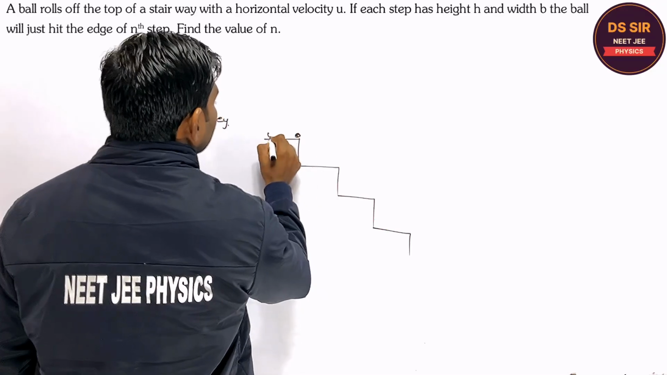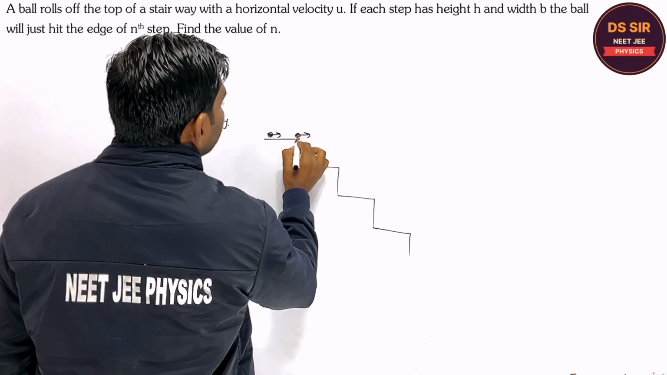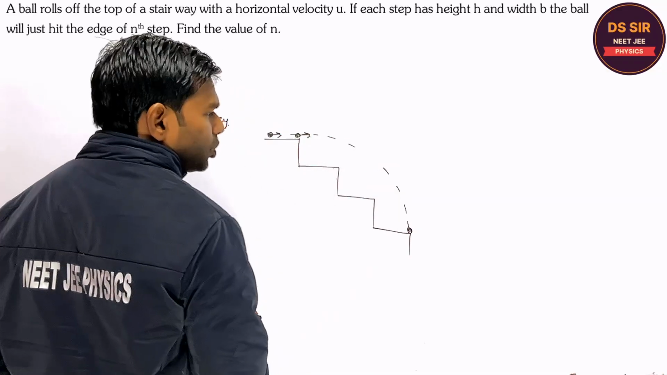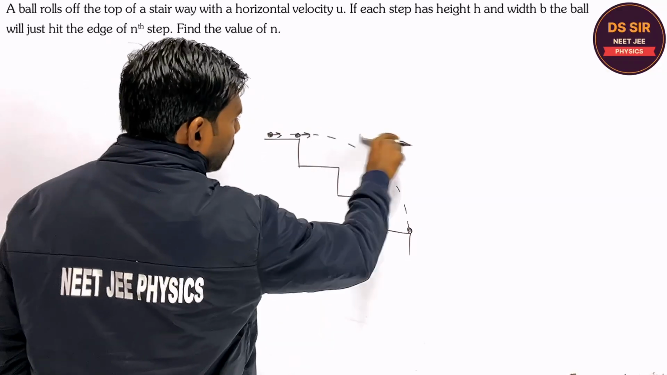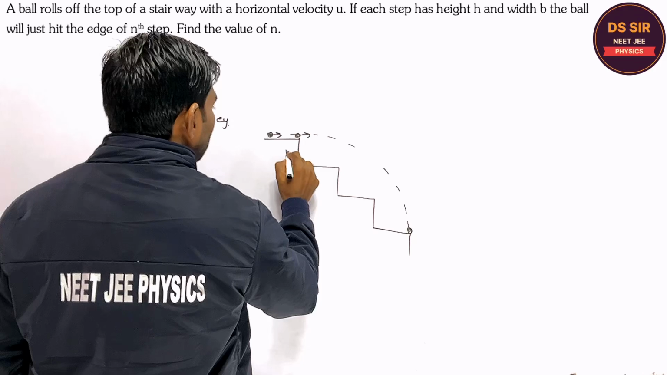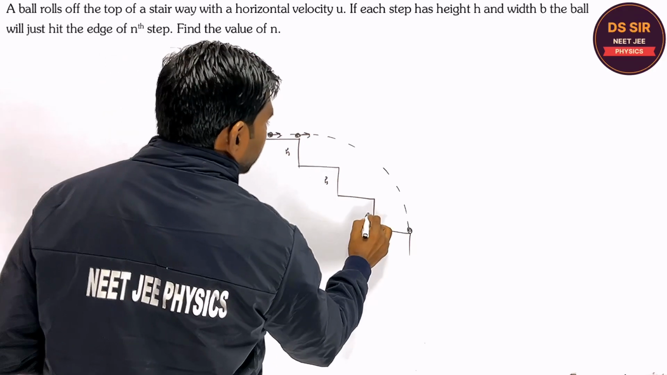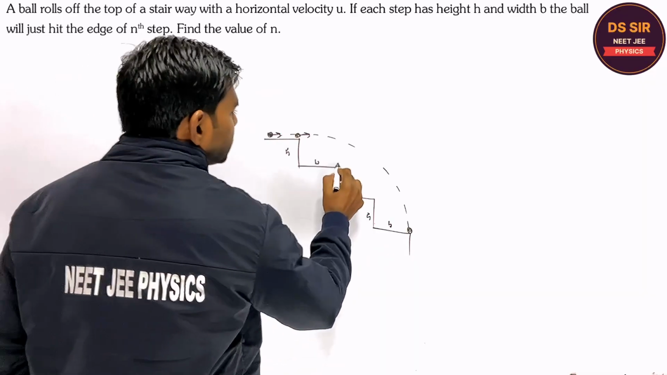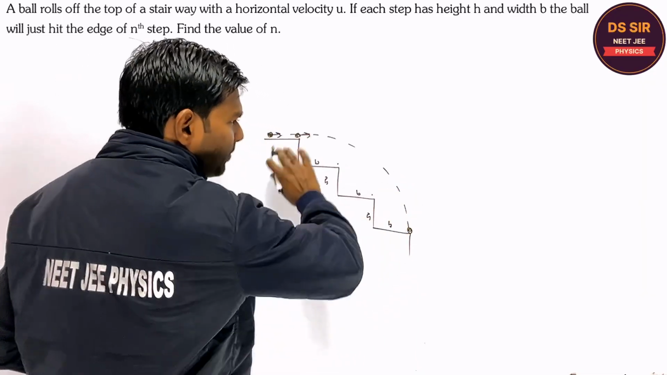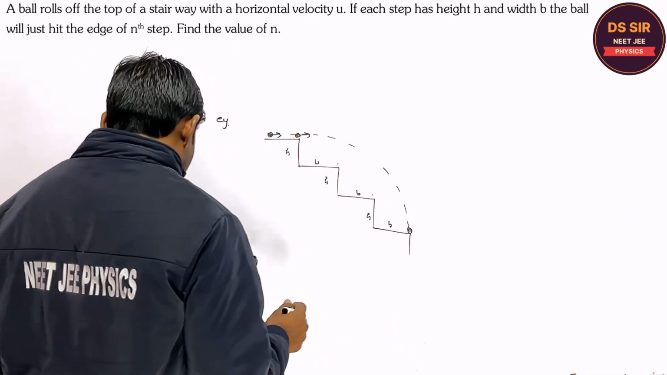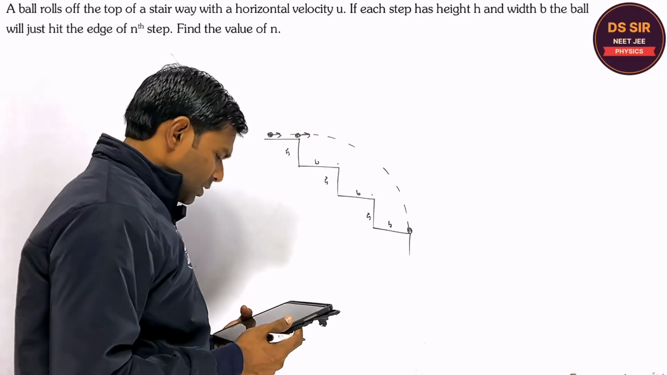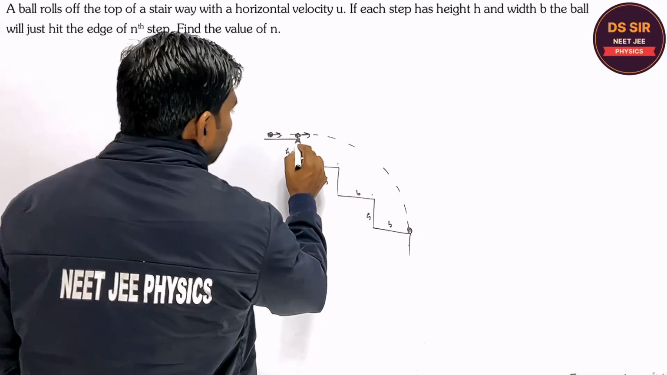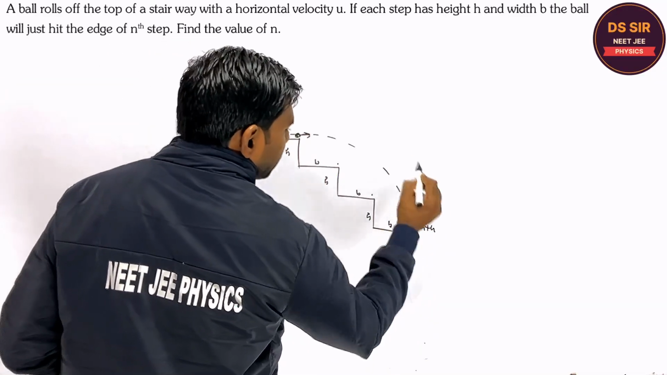So if the ball is rolling and it starts moving on the horizontal plane, horizontally. So the height of each step is what? Say h, and the width is what? Say b. Are you getting? This is the first step, this is the second step, this is the third step in the same way. What they are asking, you have to find the horizontal velocity. Suppose this is the nth step.